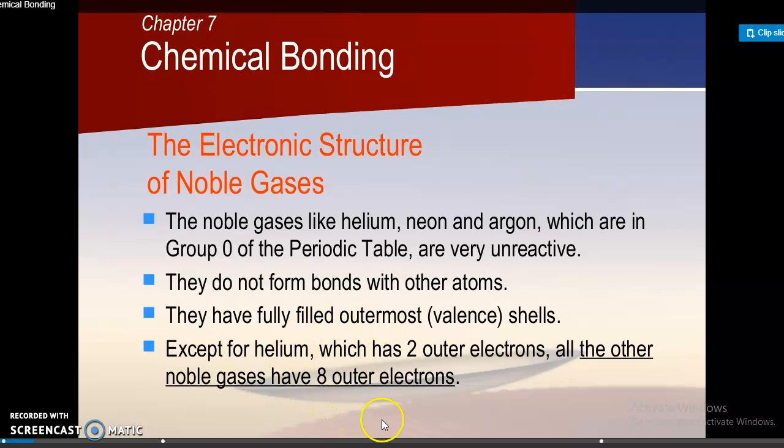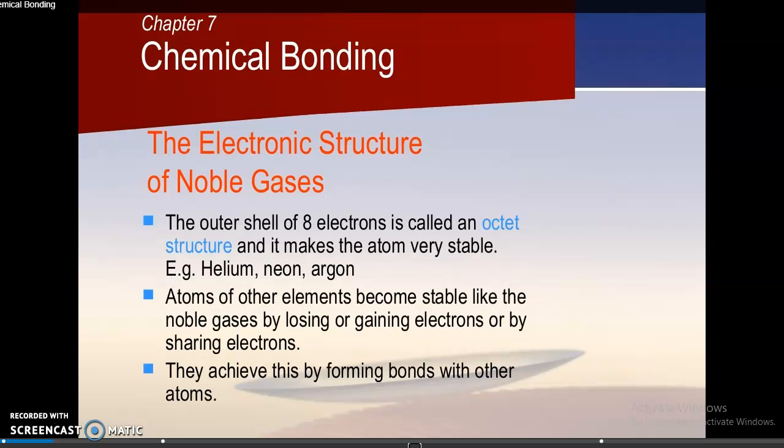Except for helium, which has 2 outermost electrons, all the other noble gases have 8 outer electrons. It means the outer shell of 8 electrons is called an octet structure. They have completed their octet, and this octet makes the atoms very stable. For example, helium, neon, argon.